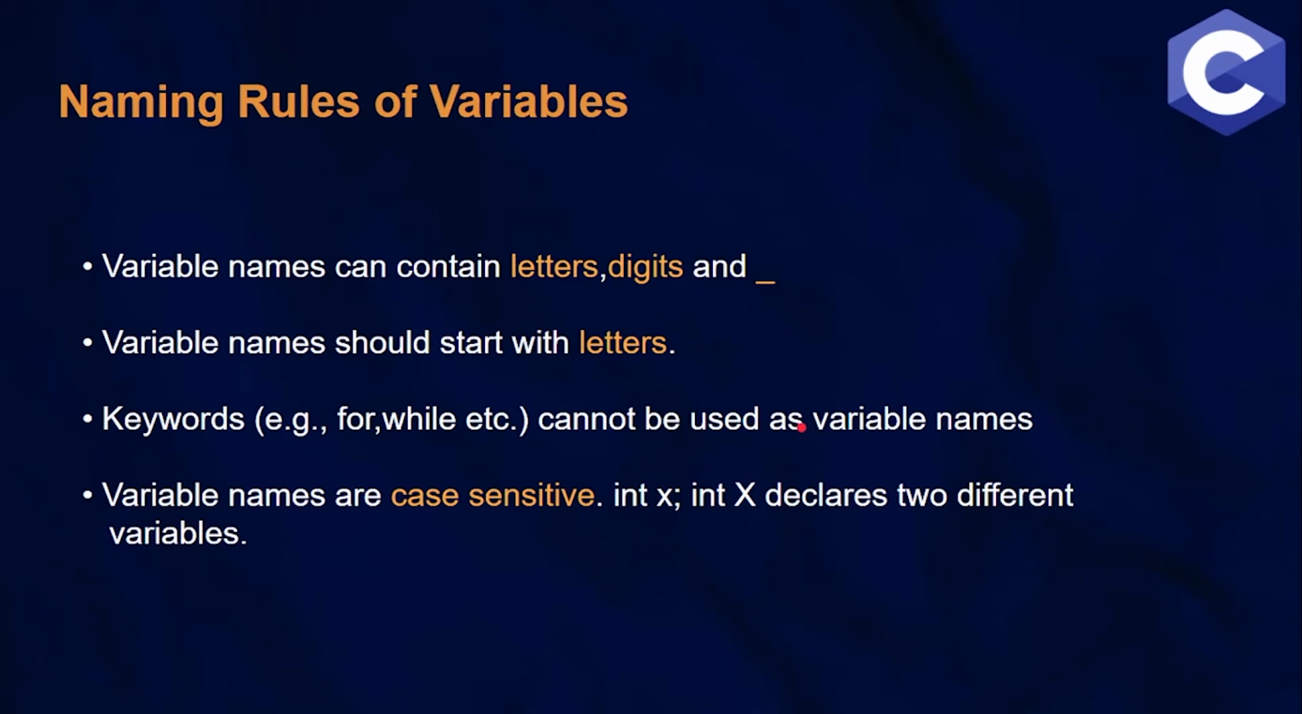So let us see the naming rules of the variables. When you are naming your variable, you should use only letters, digits and underscore. You have to choose among these three. And the variable name should start with letters and it should not start with digits or underscore. That is an important point we have to remember.